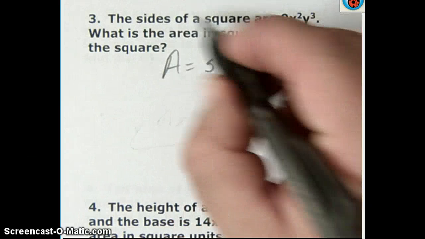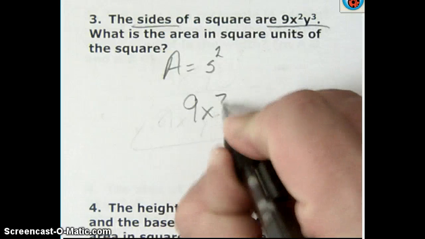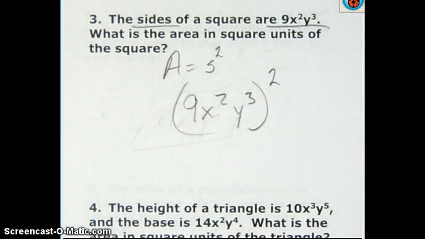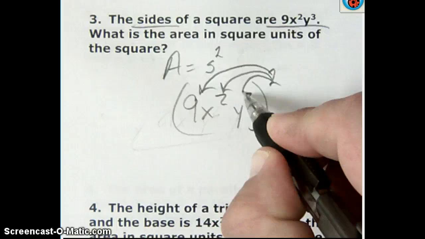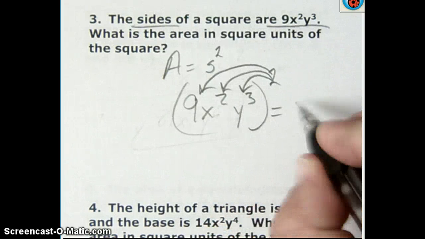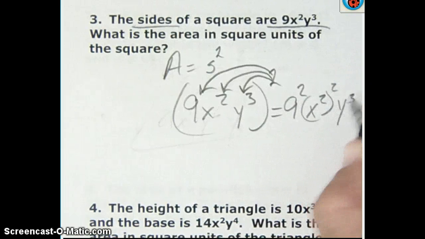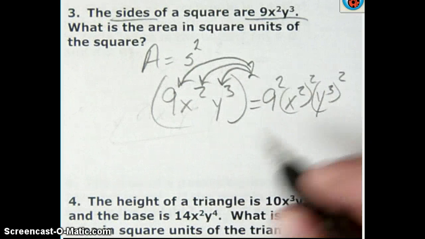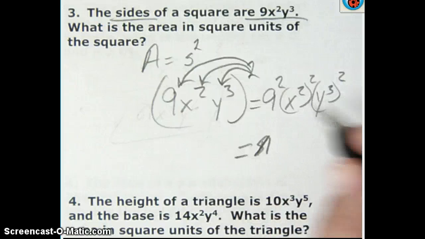So it says that the side of a square is 9x squared y cubed. So 9x squared y cubed, and we're going to take this and square it. Well, hey, there's an exponent outside the parentheses. That means we've got to do power rule. That's saying that 9 is going to be squared, x squared is going to be squared, and y cubed is going to be squared. Well, we write all that out. Looks something like that. Then we can perform all those exponent operations. 9 squared is 81.